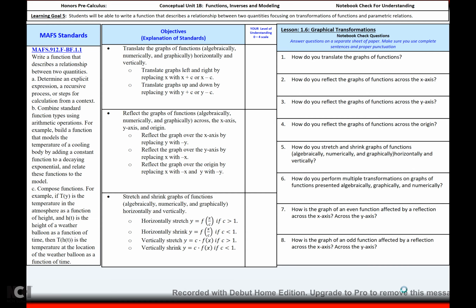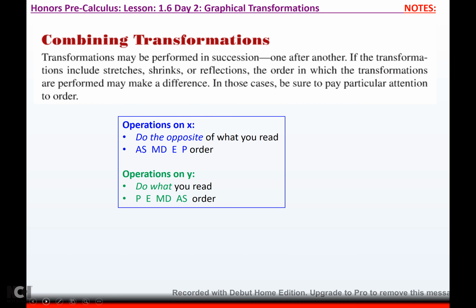All right, today we're going to continue talking about graphical transformations. Combining transformations. Transformations may be performed in succession one after another. If the transformations include stretches, shrinks, or reflections, the order in which the transformations are performed may make a difference. In those cases, be sure to pay particular attention to order.